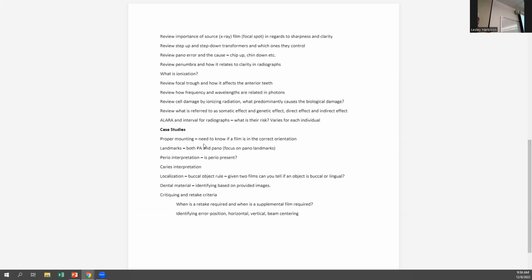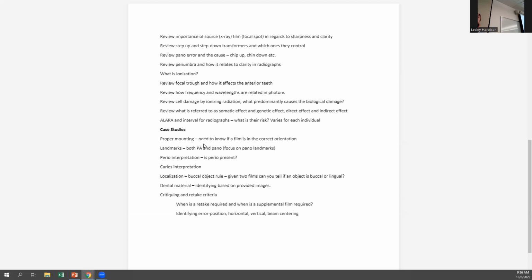If it's a zirconia or a ceramic, it sometimes looks a little transparent when you don't see any metal. Stainless steel has more of an almost see-through metal appearance. So you have all those different types. So just review dental materials. And then critiquing for retakes, especially.